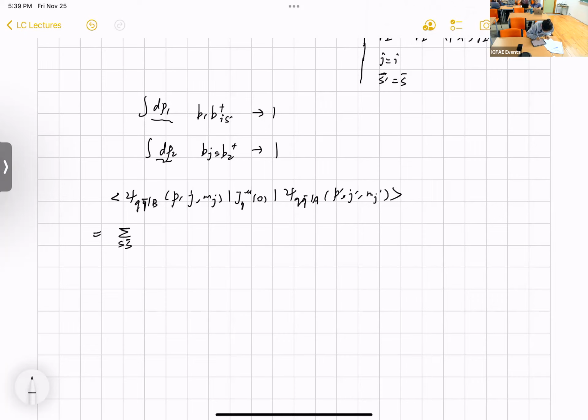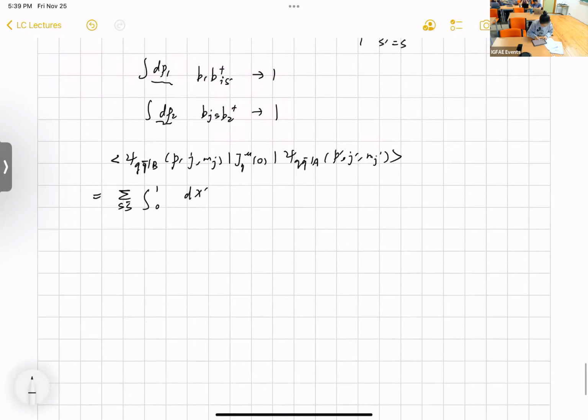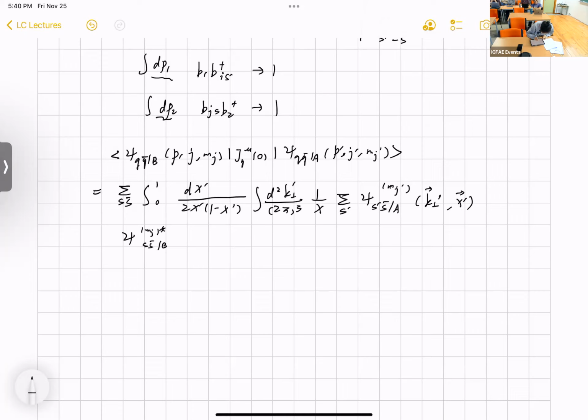I still have the summation over s and s bar. Because I integrated over x, k perp, P1 and P2, I'm only left with the x prime and the k perp prime. And then I still have the spinors.